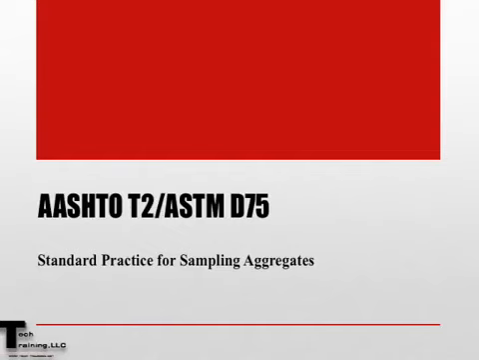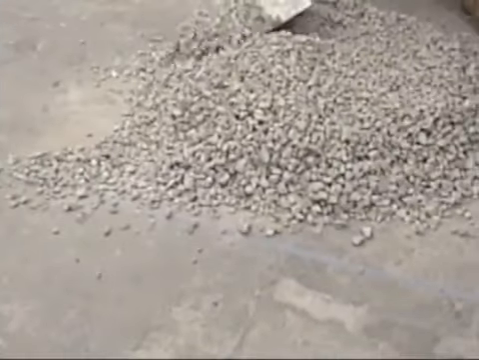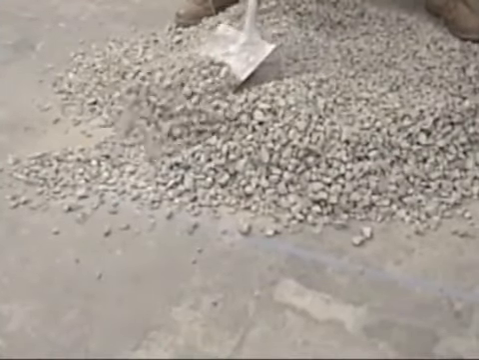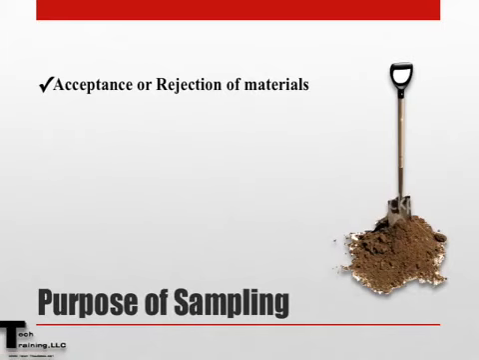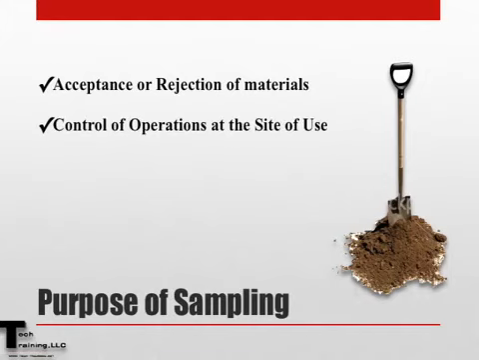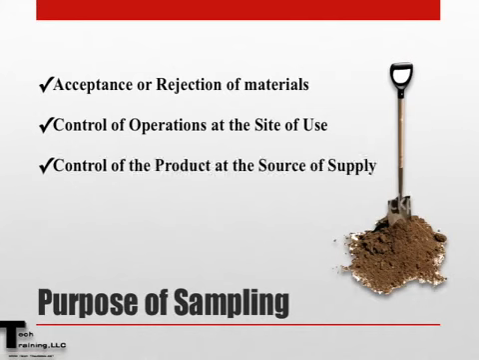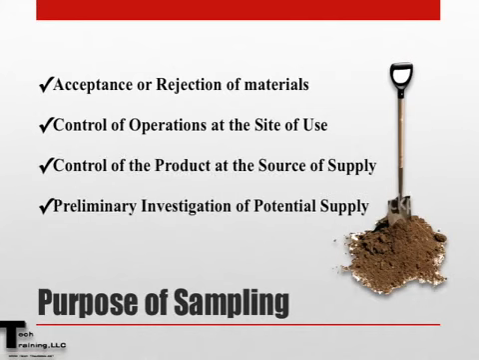AASHTO T2 and ASTM D75 are the standard practice for sampling aggregates. Some of the purposes of obtaining samples would include acceptance or rejection of materials, control of operations at the site of use, control of the product at the source of supply, or preliminary investigation as a potential supply.